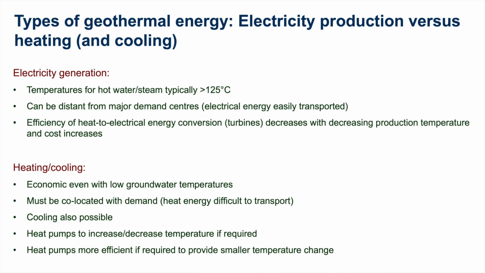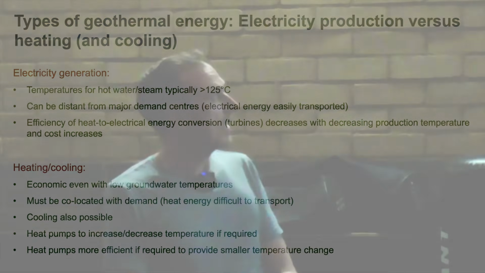We can do that economically, as I'll show you, even with low groundwater temperatures, but we have to generate that heat where we use it. We can't transport heat over long distances, so it has to be almost right under the building that you want to heat or cool. And we can use heat pumps, which you may have heard about in the news. There's a lot of talk about heat pumps at the moment. We can use heat pumps to change that temperature, to boost it for heating or drop it for cooling as required.